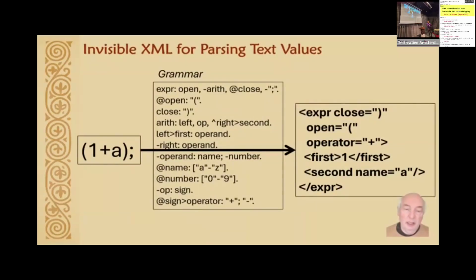Invisible XML is a technique for parsing text values and obtaining an XML document as a result. It's a declarative approach with rules and symbols, with indicators or marks for generating attributes, for removing text from the input, or for inserting extra text, with the regular expression, and so on.